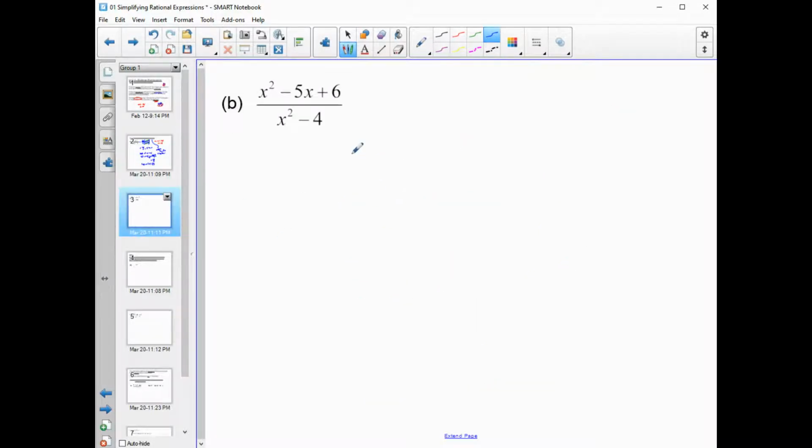Continuing on with some examples to further illustrate these things. Now I have a quadratic over a quadratic. To factor this, I'm going to have to make use of some different skill sets. Greatest common factor isn't going to do it, although you should always be checking for greatest common factor. In this case, I need two numbers that multiply to positive 6 and add to negative 5. Those numbers are negative 2 and negative 3. And then in the denominator, I have a difference of squares. That's going to be an x minus 2 and an x plus 2.